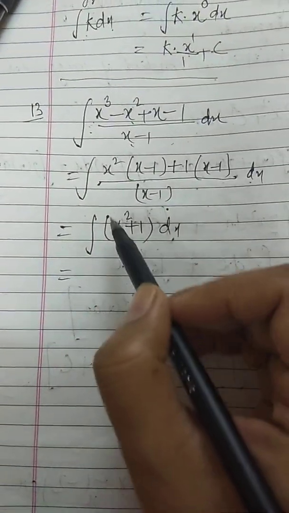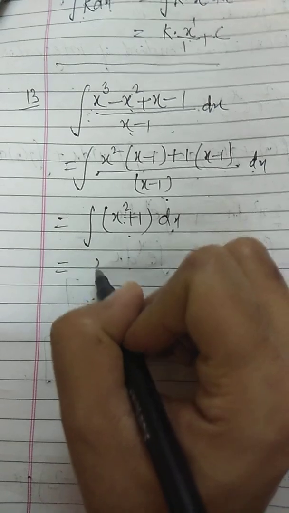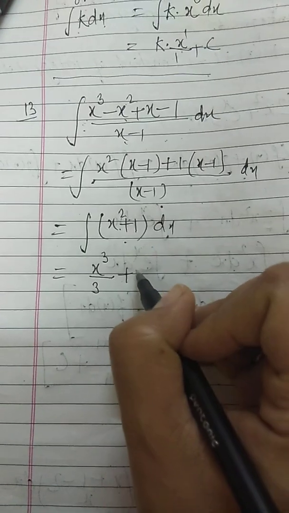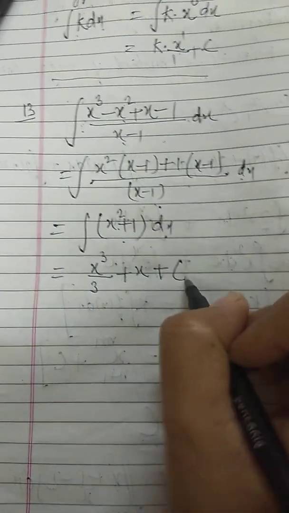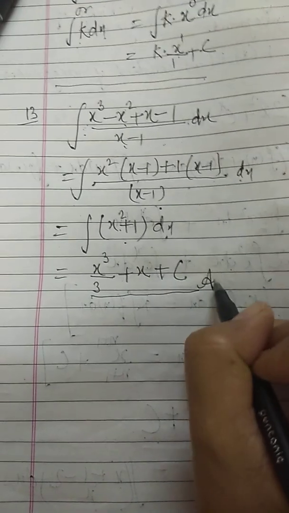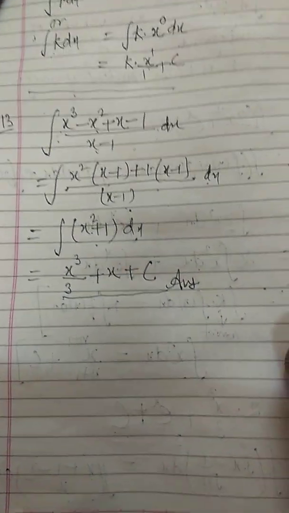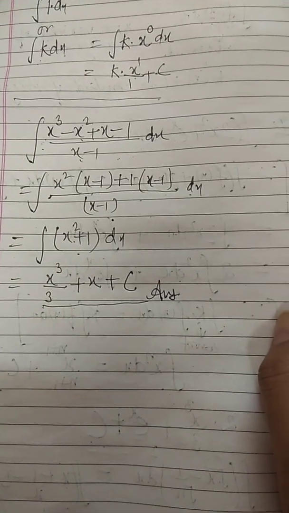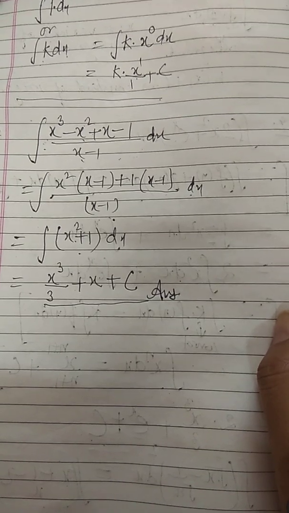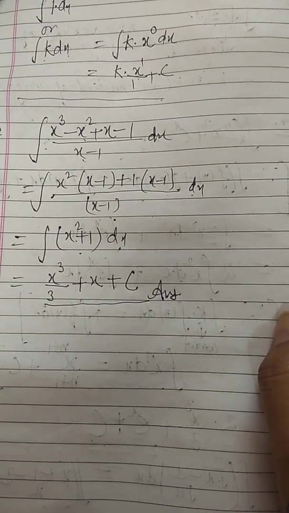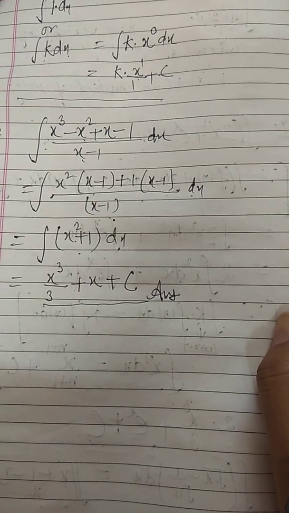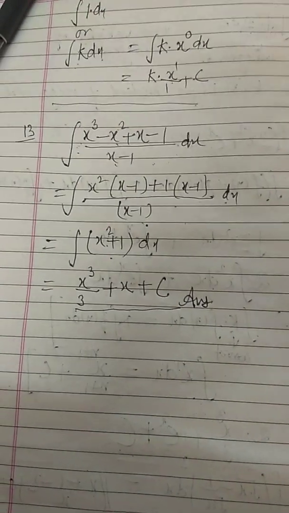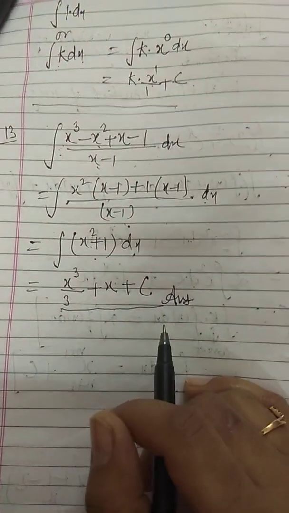So when we integrate, we know the integration of x square: the power will increase by 1, divided by the increased power, plus the integral of 1 will be x, plus the constant of integration. So this will be our answer. Till now we are just using the formula of increasing the power by 1 for the integral of x raised to power n, and the integral of a constant is that constant into x. Okay, and now simple trig functions.